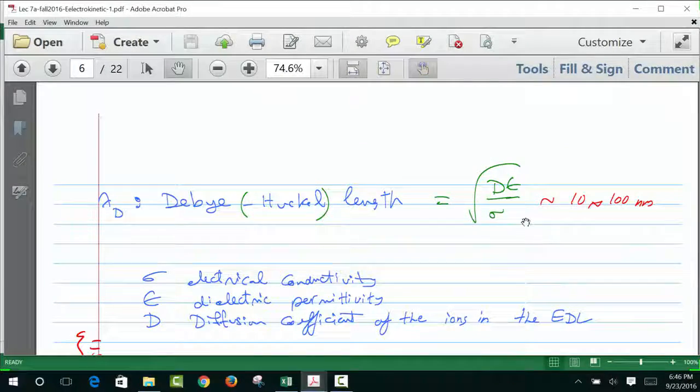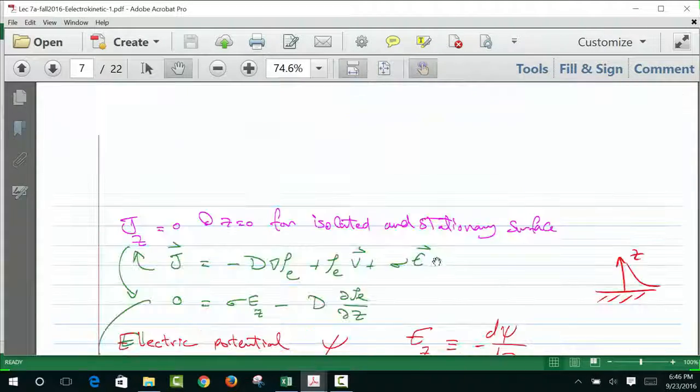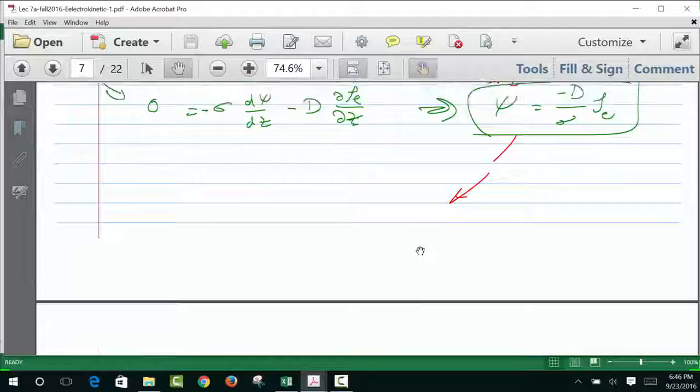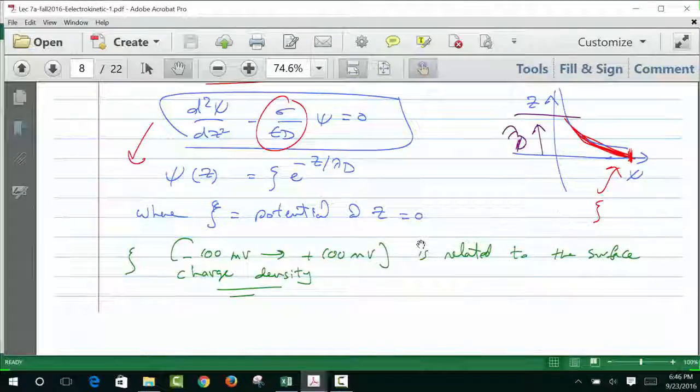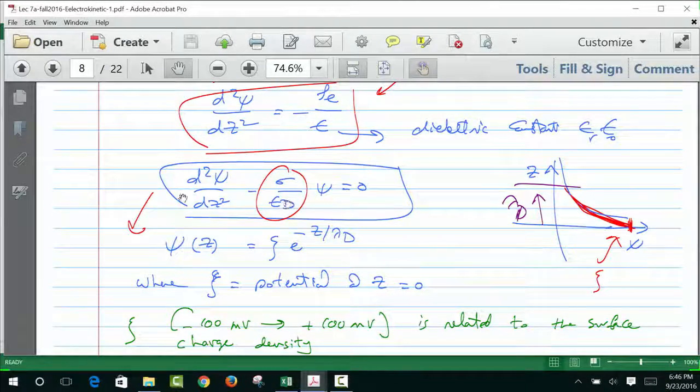This was lambda square, right? Because lambda d is basically the square root of this. So anyway, this is lambda square, and therefore d2 psi by dz squared is basically lambda square psi, and so this equation is very easy to integrate, and that is the solution. Okay, so when z is 0, the potential will end up being, what's e to the power 0?